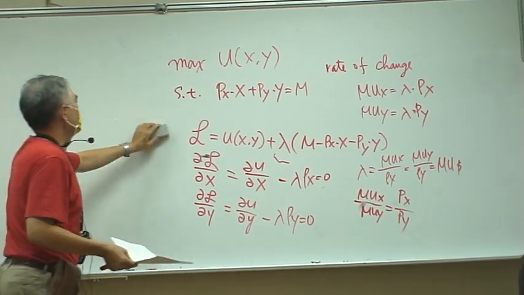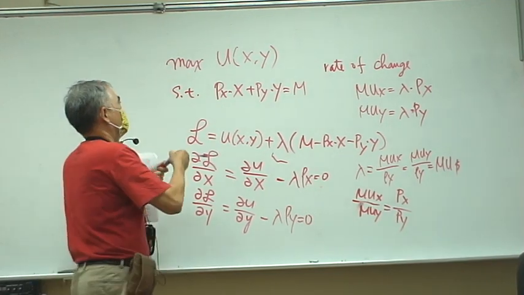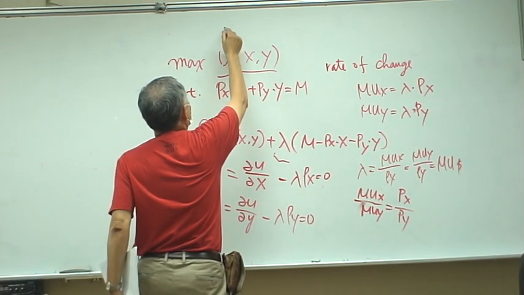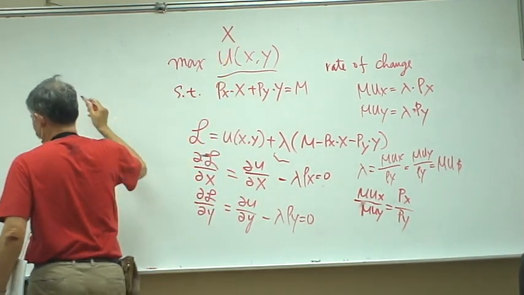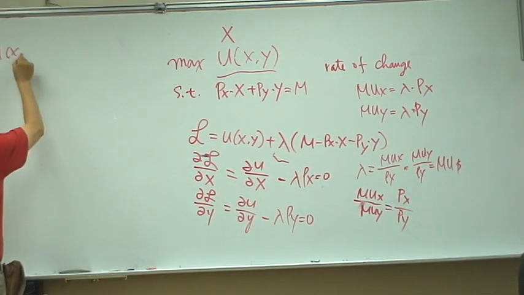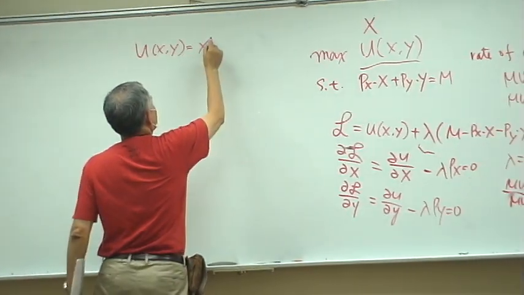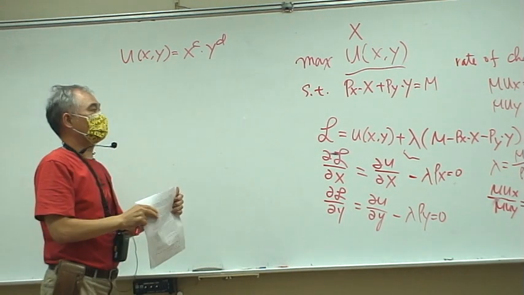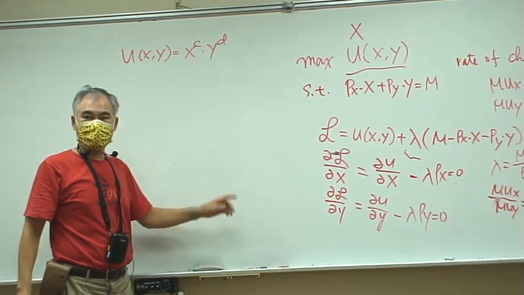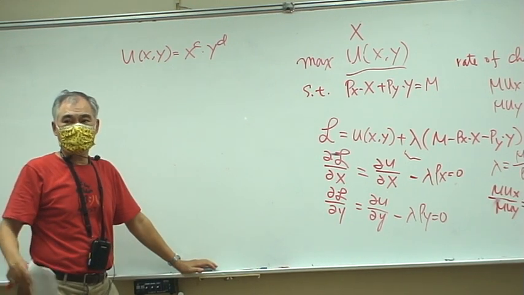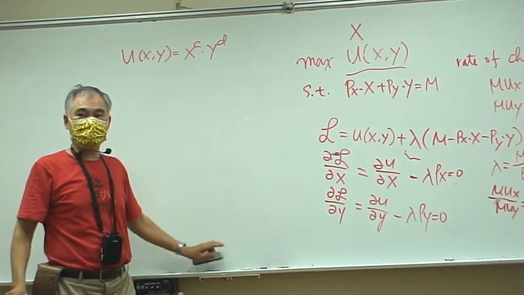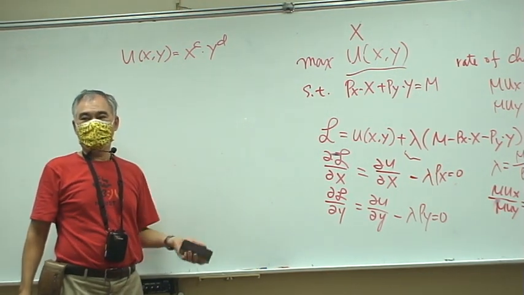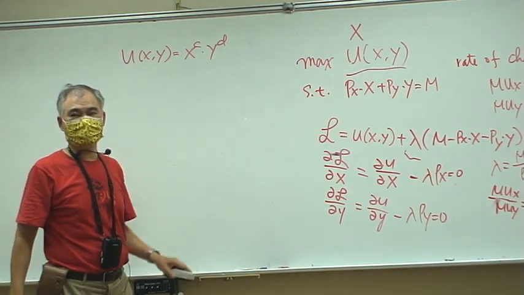Okay, in the textbook, they have a function called the Cobb-Douglas function. So they may have something like this. U(x,y) is equal to x to the c power and y to the d power. And then you can get the demand function for x and for y. You can check the book, there's something here. But for those who haven't learned calculus, don't worry about it. In our test, there won't be something like this.